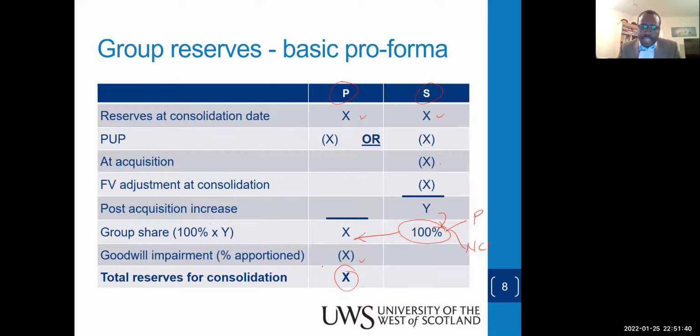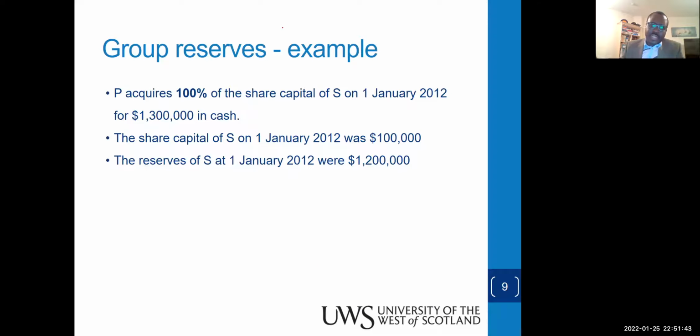We'll take a simple example and you get it. Let's take this. So, for example, the parent acquired 100%, so there is no NCI, okay? NCI is not applicable here. And they paid on 1st January 2012, 1.3 million in cash. Purchase consideration given, very easy, in cash. But remember, like we said, it sometimes can be in shares, can be in deferred payment, okay? The share capital of the subsidiary at the date of acquisition was 100. The reserves of the subsidiary at the date of acquisition was 1.2.